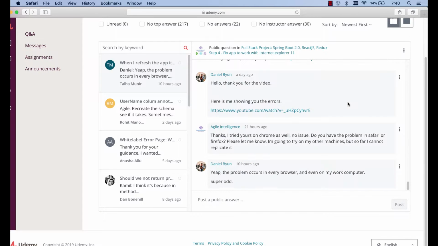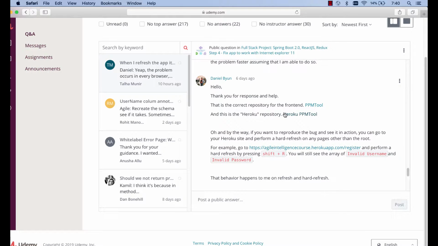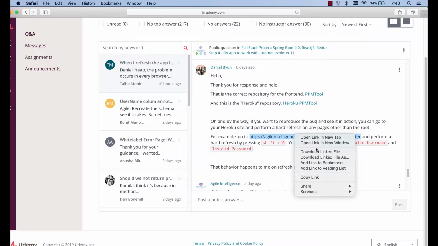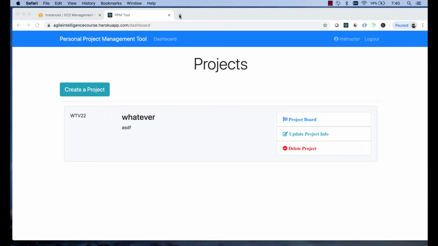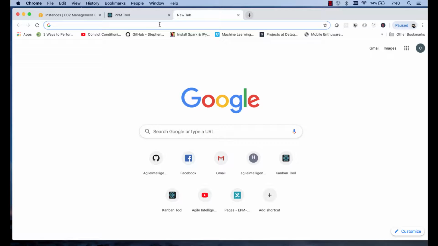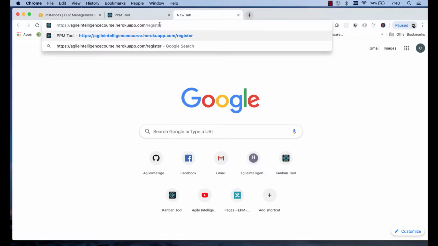Yeah, so I'm just looking at the whole thing, and it seems that your problem occurs on every browser. So now I'm concerned because if we cannot replicate the problem, then obviously we are kind of dead in the water. But let me show you on Chrome.